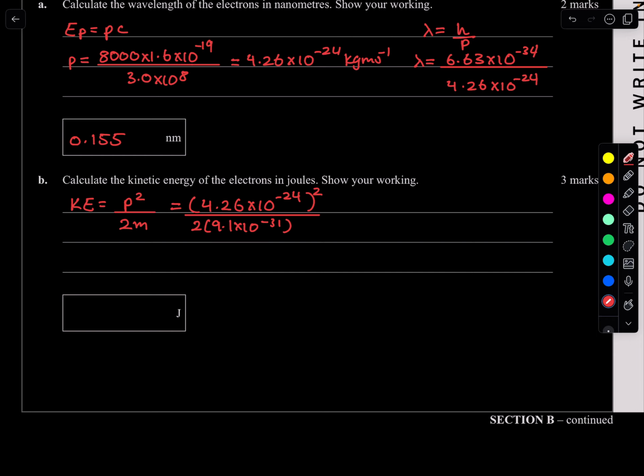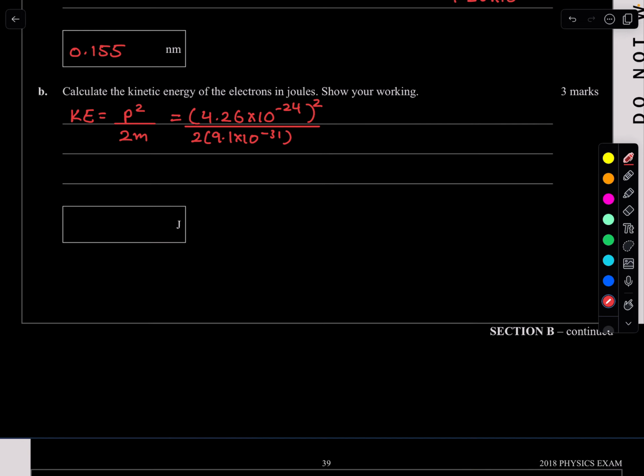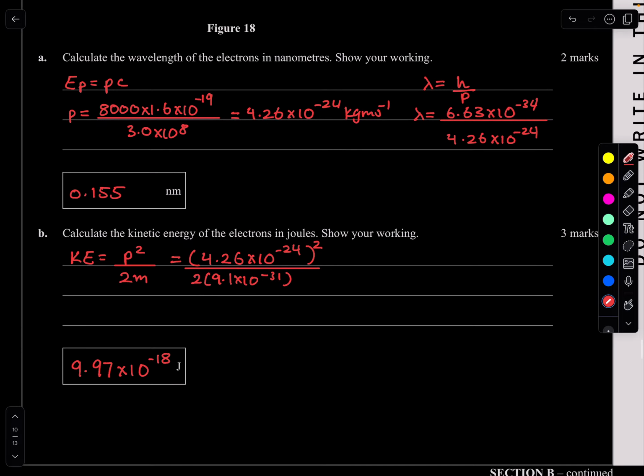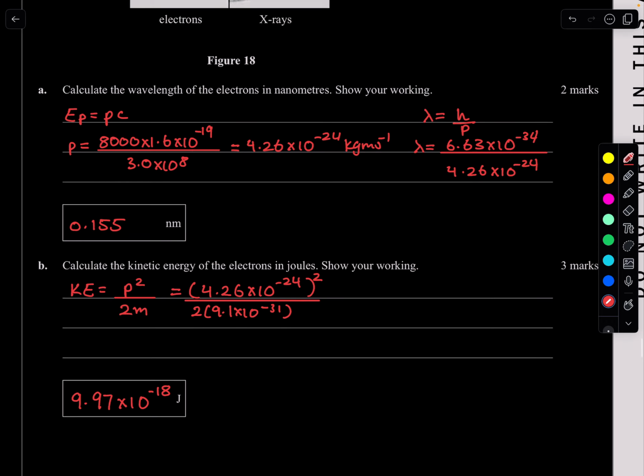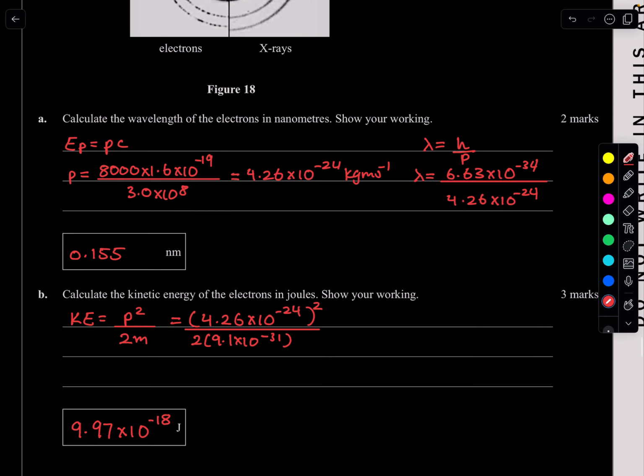4.26 times 10 to the negative 24, squared, divided by 2 times 9.1 times 10 to the negative 31. That gives me 9.97 times 10 to the negative 18 joules. Yep, that's easy. I want to make sure everything's right. All right, looks good. Done.